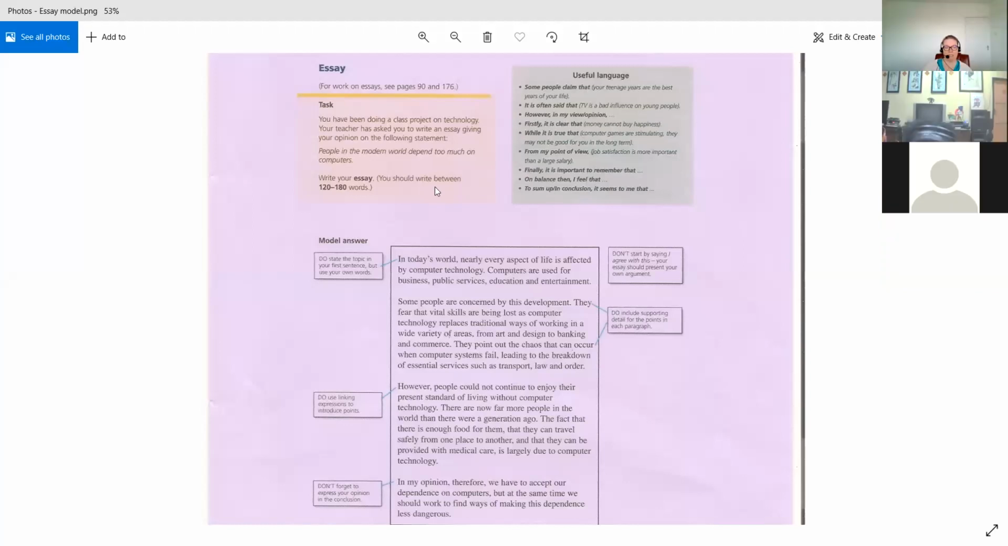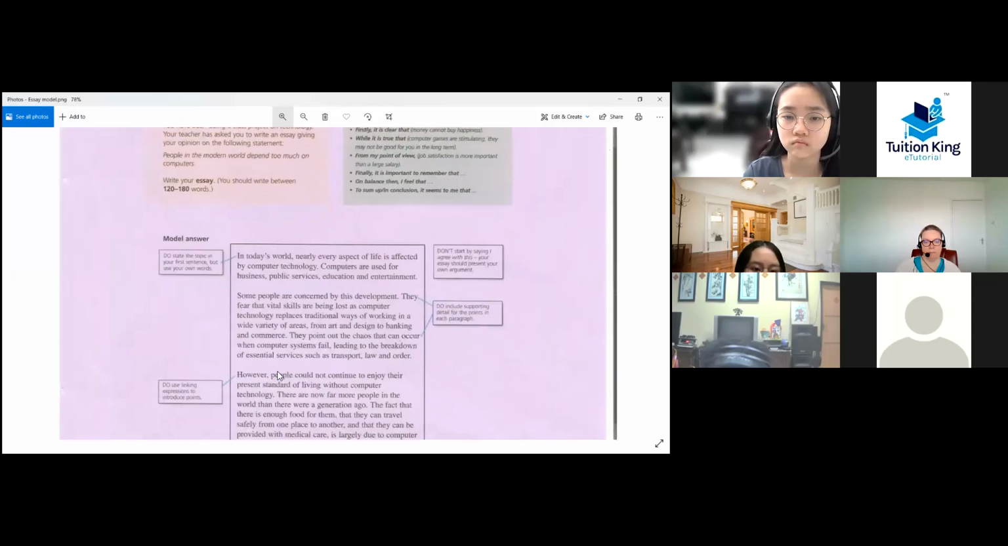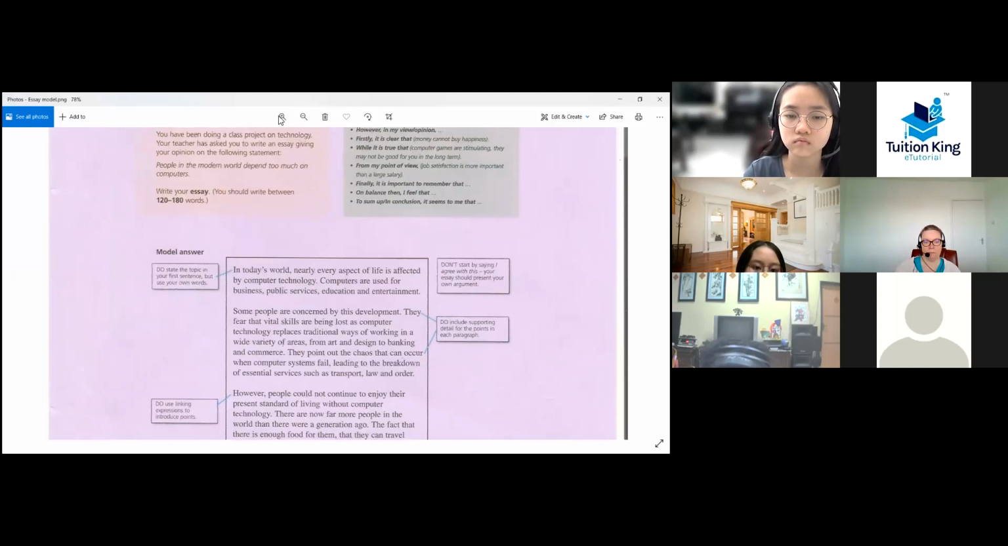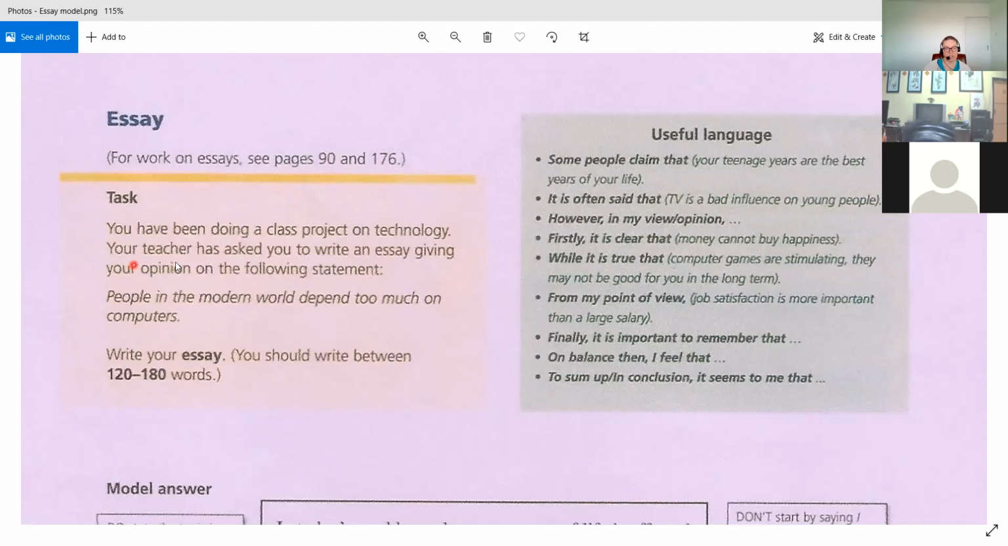So what I'd like you to do is we're going to look at this essay here. So let me just make this bigger for you. Okay, so here is a question. Let me just highlight it for you. Okay, here it is. You have been doing a class project on technology. Your teacher has asked you to write an essay giving your opinion on the following statement. People in the modern world depend too much on computers. Okay, so it's a similar question to the ones we've looked at before. Okay, and the essay is write 120 to 180 words.